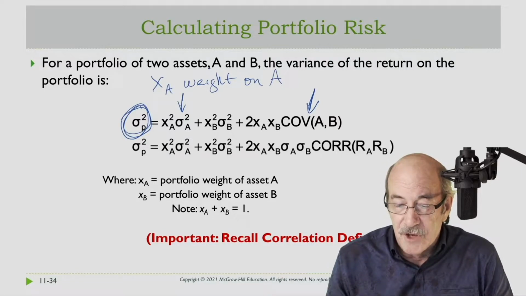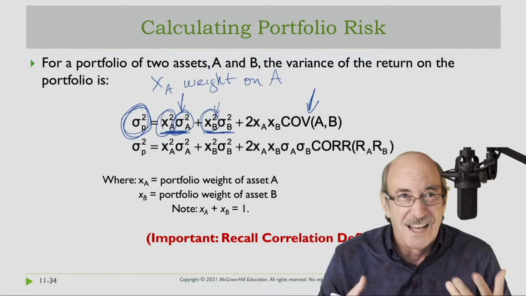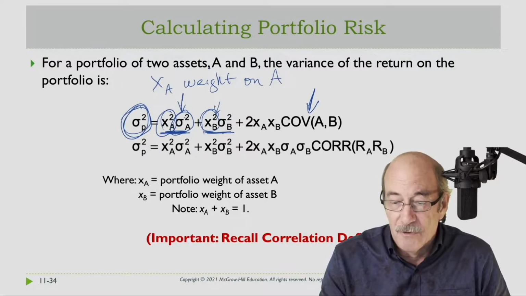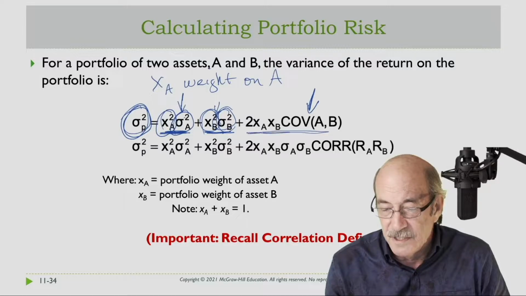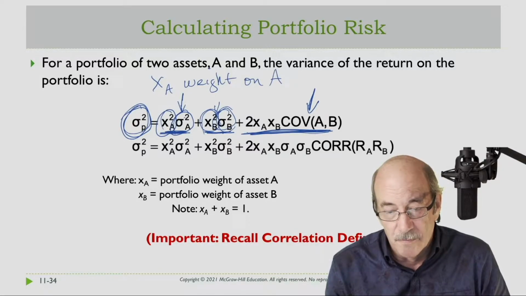Now, we've got three terms here, though. We've got that weight times the variance of A. And then we've got a second term, which is the weight of B, and by the way, we're doing this little squared thing. There's really not a lot of intuition there, but that's how the math works out, times the variance of B's returns. And then this is the term where the magic really happens, this third term.